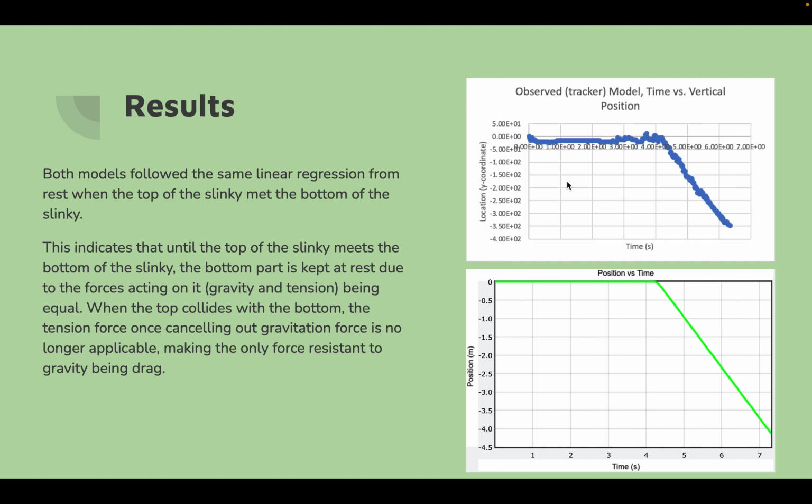And once again, the results show a similar graph. This was just taken from the output of the program, and this was taken from Excel. And as you can see, this is the point where the top collides with the bottom and they both start falling together. And this is due to the forces acting on the slinky changing.